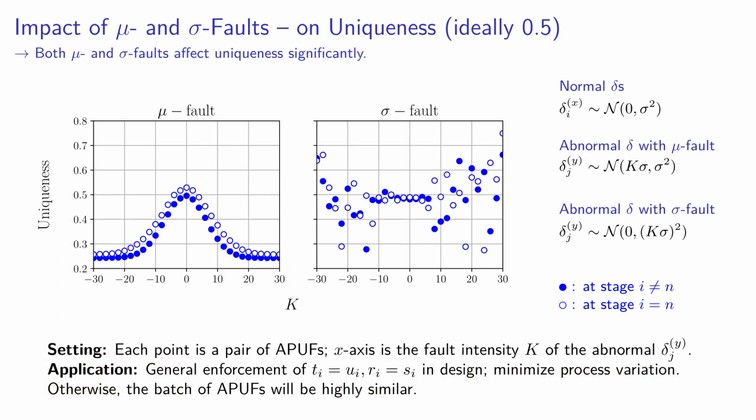Next, we will look at similar data for uniqueness, the probability of a difference in response to some challenge across a batch of PUFs. In these plots, each point is the uniqueness calculated between a pair of bad APUFs from the same faulty manufacturing process. We see a significant impact on uniqueness for both mu and sigma faults at any stage, and the effect increases as an abnormal delta's magnitude increases. Therefore, it's important that manufacturers maintain strict control over both the design and the process variation across all stages, otherwise there can be a strong impact on APUF uniqueness.